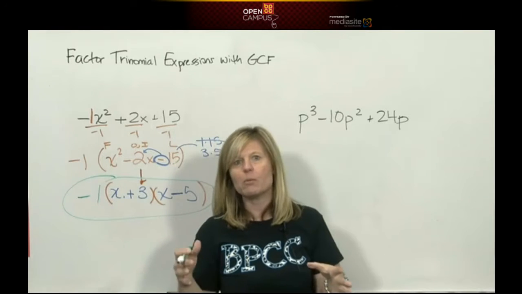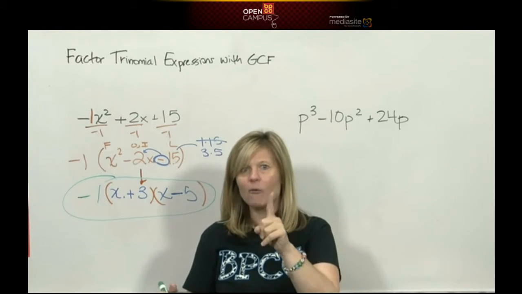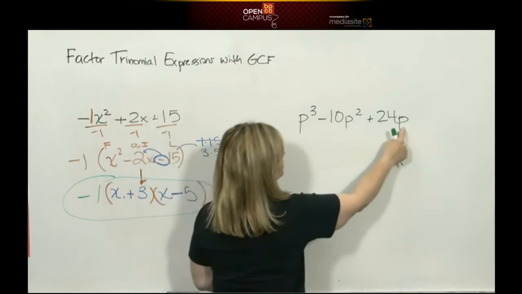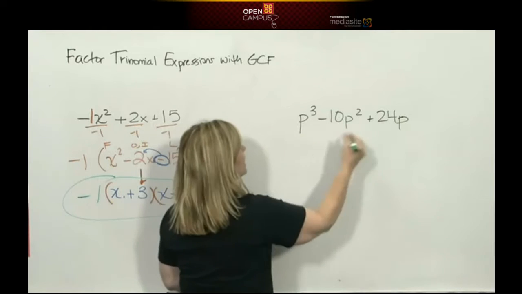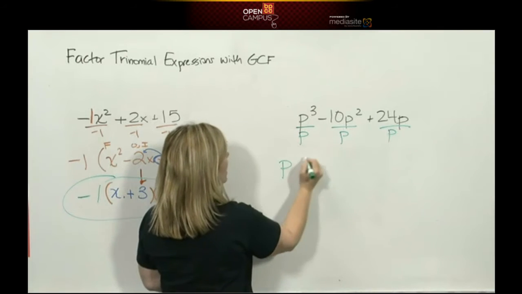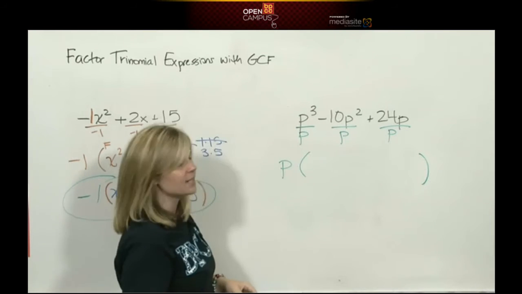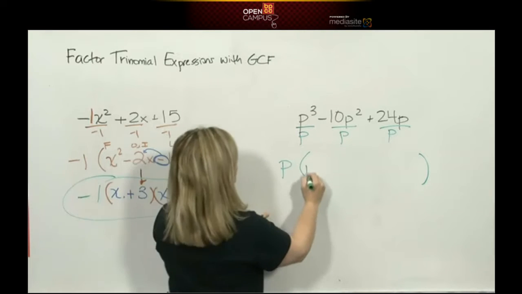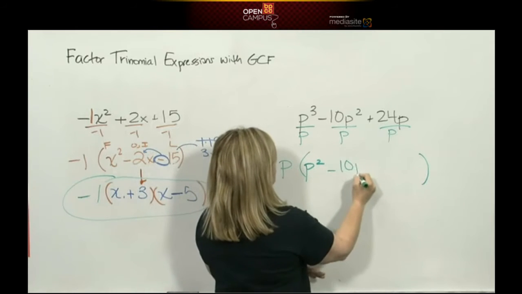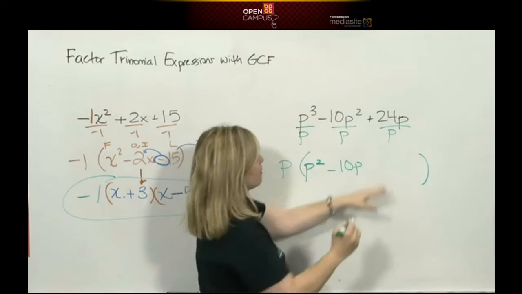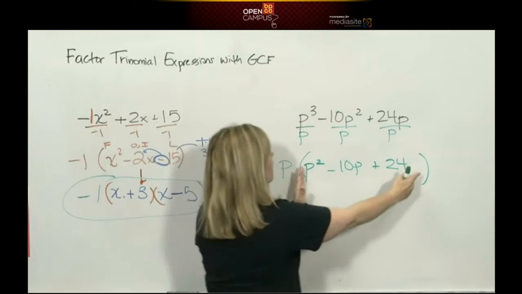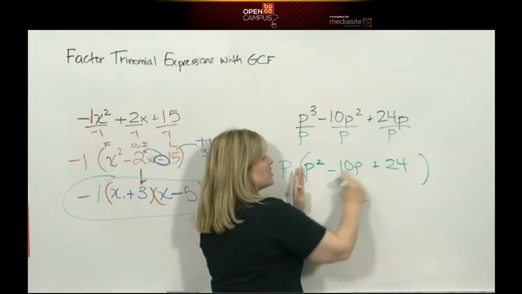Our pattern has to be, when we factor a trinomial, it has to have a leading coefficient of 1, and it's got to have something squared. So we have to first look for the GCF. The GCF here is p. We can divide each of these terms by the letter p. So we put the p in front, and we tell me what's left. One set of parentheses. P cubed divided by p is p squared. Negative 10p squared divided by p is negative 10p. 24p divided by p is positive 24.